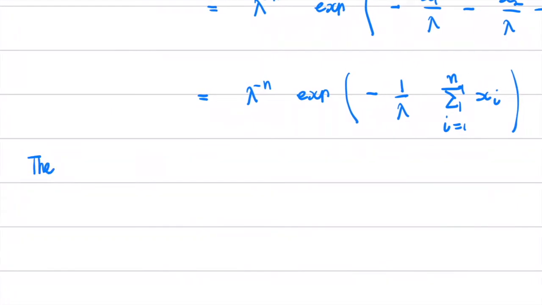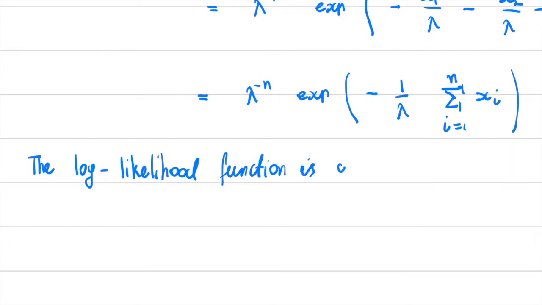So the log likelihood function is given by, so by definition, what is the log likelihood function? Again, I'm going to use the symbol lowercase l of lambda.